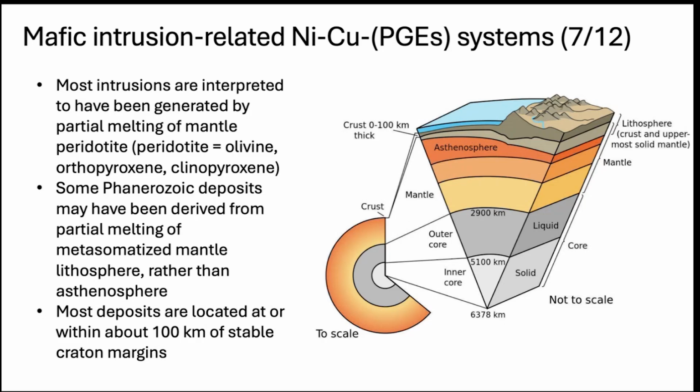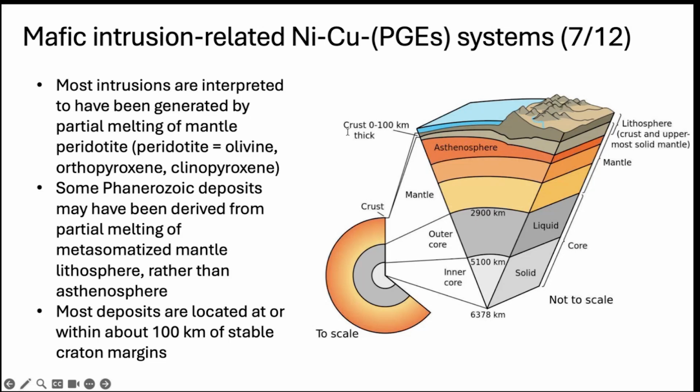But most nickel copper PGE intrusions are interpreted to have been generated by partial melting of mantle peridotite. Just a reminder that peridotite is olivine, orthopyroxene, and clinopyroxene rich mantle material, typically with an aluminum phase there, spinel, plagioclase, or garnet, depending on depth.